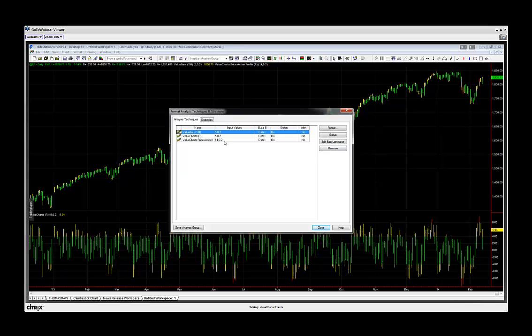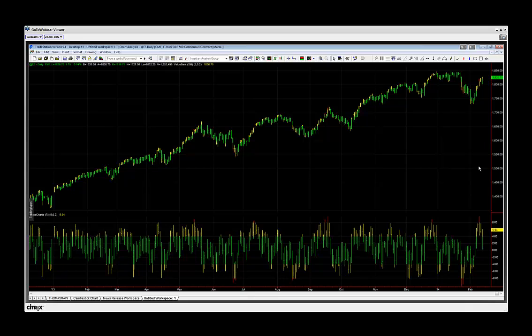Let's go ahead and move on to the next indicator. We'll take a look at the value flags indicator.